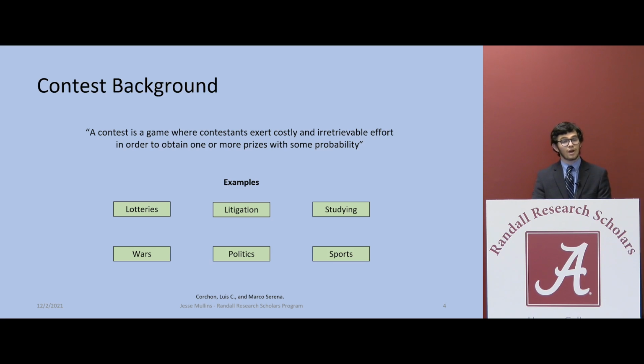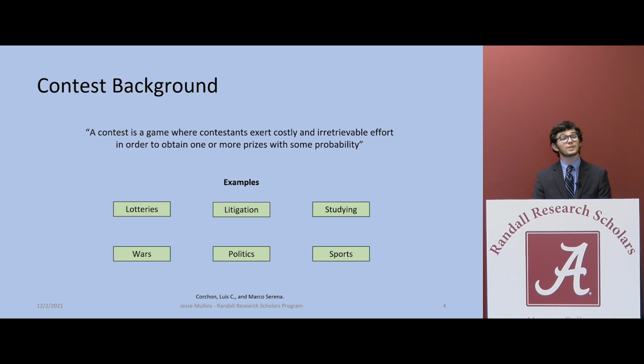So now for a little background on contests. As you can see, a contest is a game where contestants exert costly and irretrievable effort in order to win one or more prizes with some probability. A good example of this is a lottery, where you expend money in order to buy a ticket, which represents your effort in order to win the jackpot, the prize, with some probability.